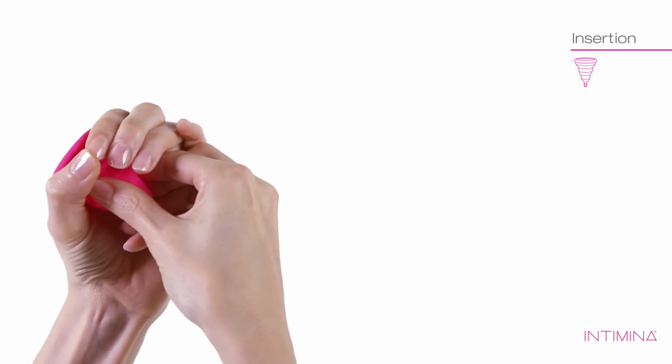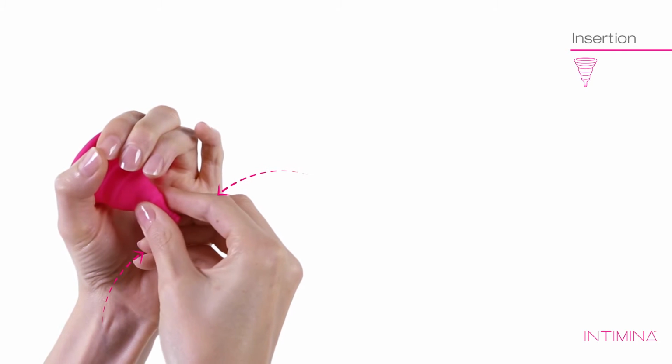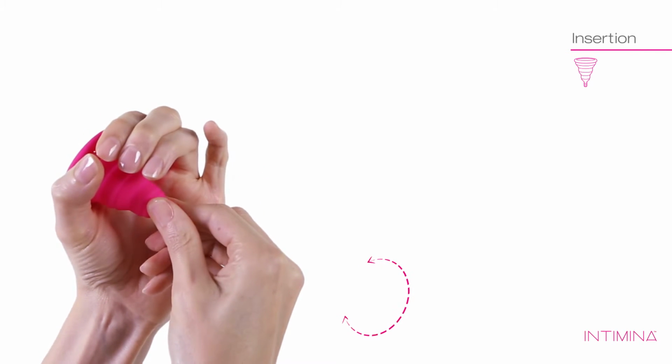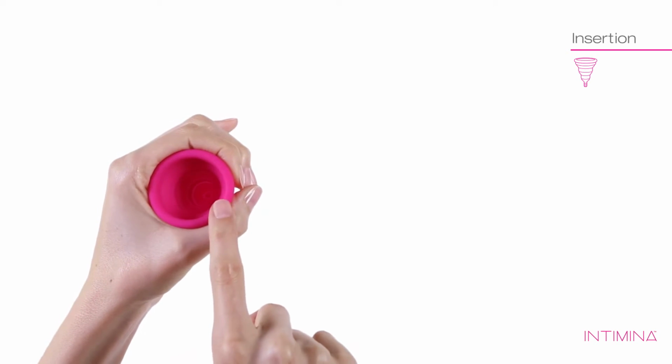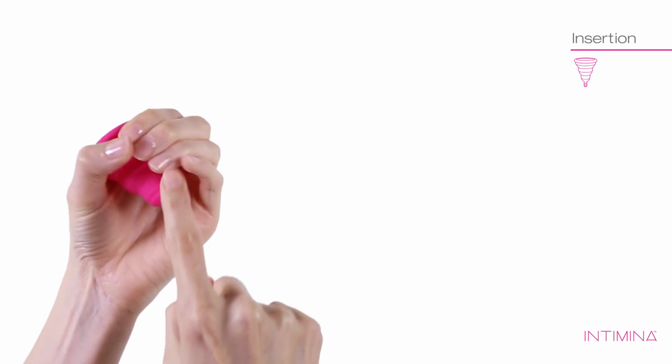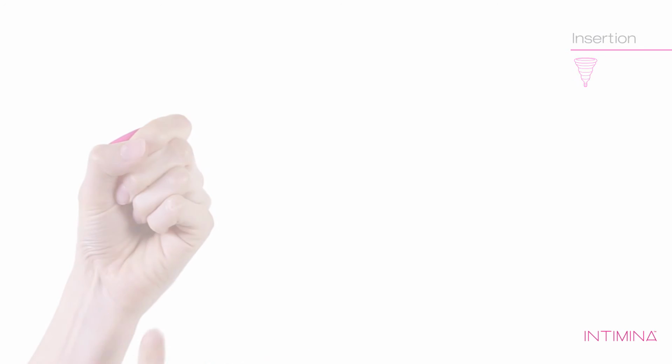Release it and the cup will open up. Gently squeeze the base and rotate it slightly to help it open fully and form a light seal with the vaginal walls. The cup, including the stem, should be fully inside the vagina.